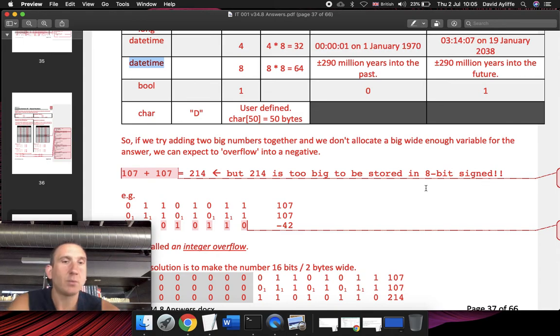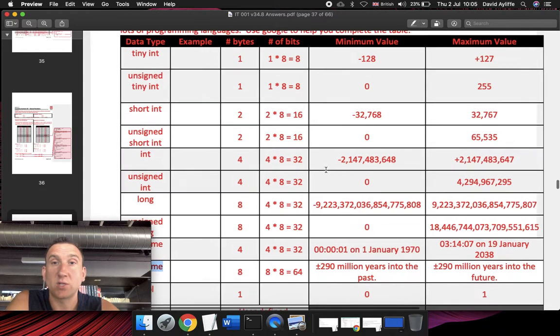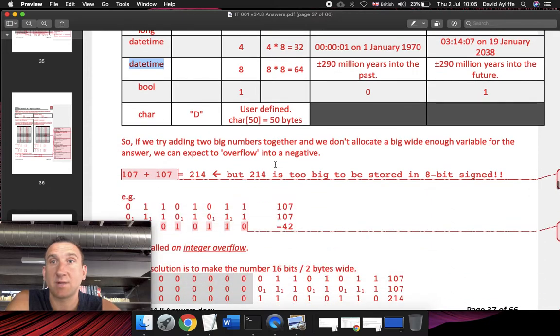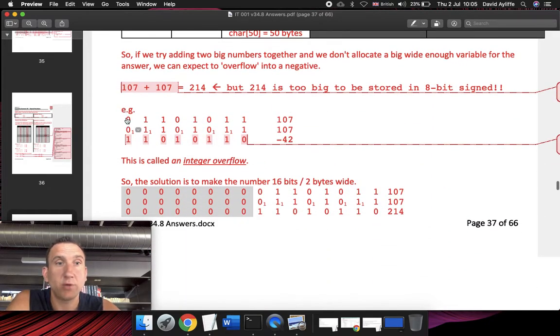So let's see what this means. If we try adding 2 big numbers and we don't allocate a big or wide enough variable for the answer, we can expect to overflow. And we saw that here with 5 plus 5. Let's have a look at another example. So we've got 127 and we've got 127.